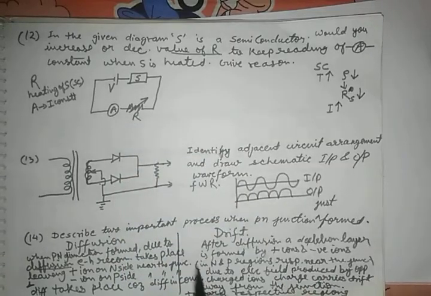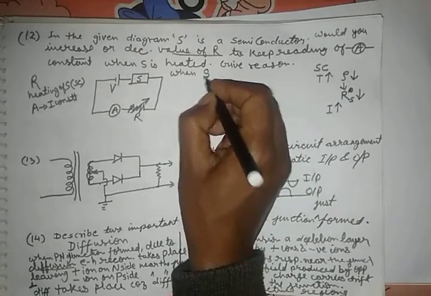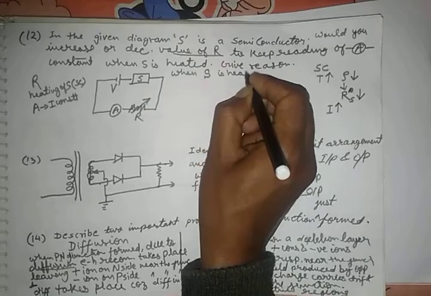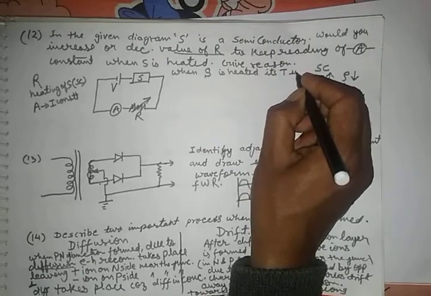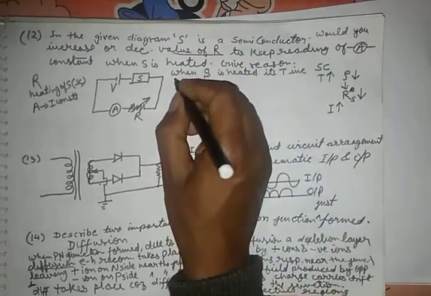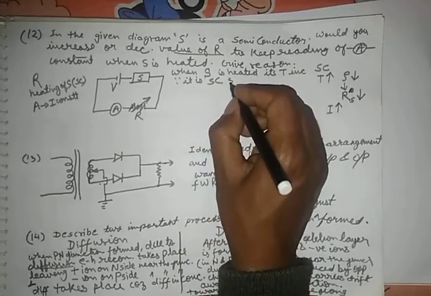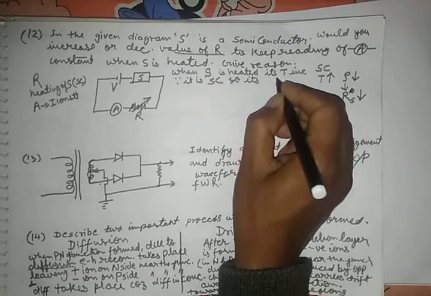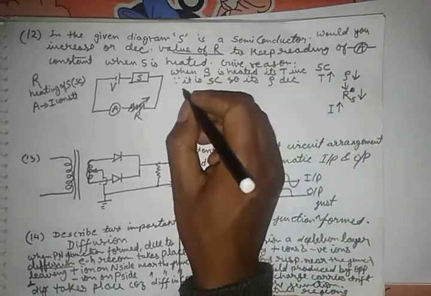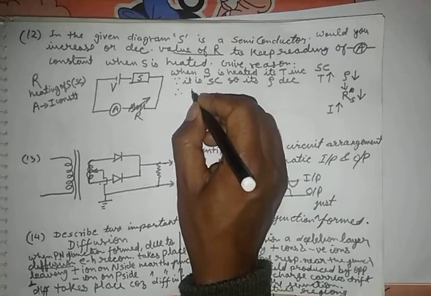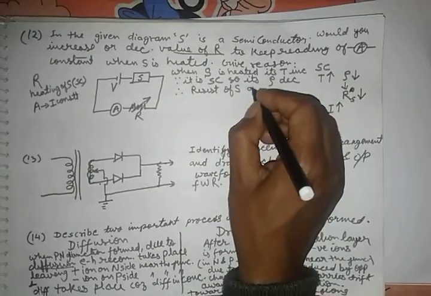Now we will go step by step. When semiconductor S is heated, its temperature increases. Since it is a semiconductor, its resistivity decreases. So resistance of S decreases.